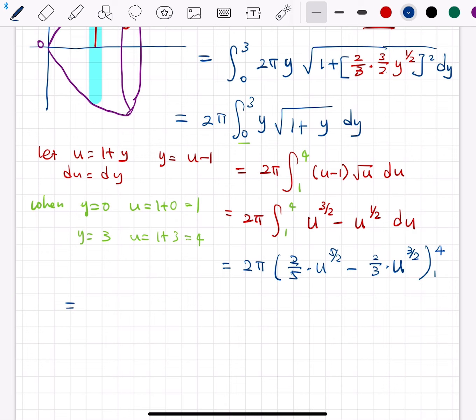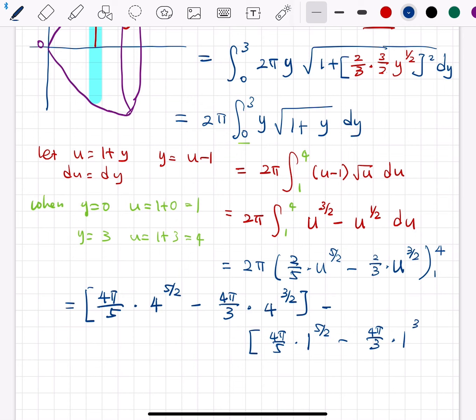Which is going to be 4 pi over 5 times 4 to the 5 over 2, minus 4 pi over 3 times 4 to the 3 over 2, minus 4 pi over 5 times 1 to the 5 over 2, minus 4 pi over 3 times 1 to the 3 over 2.